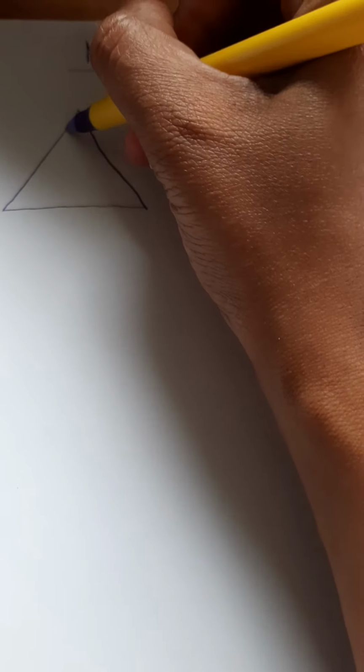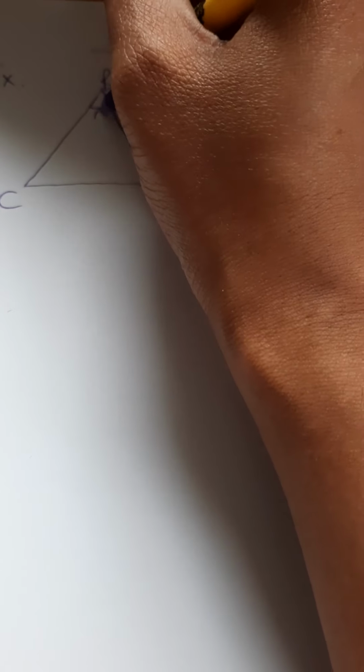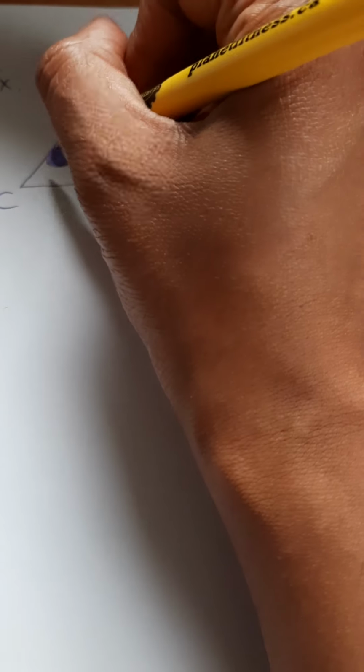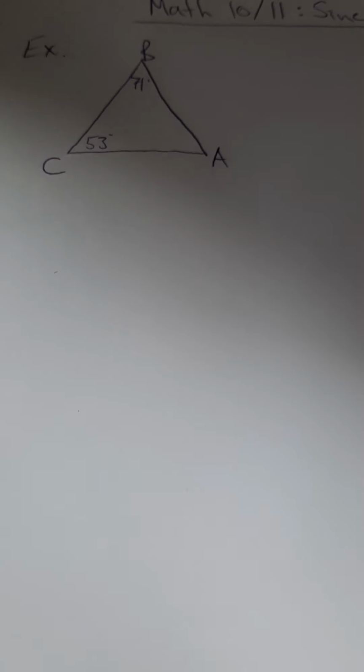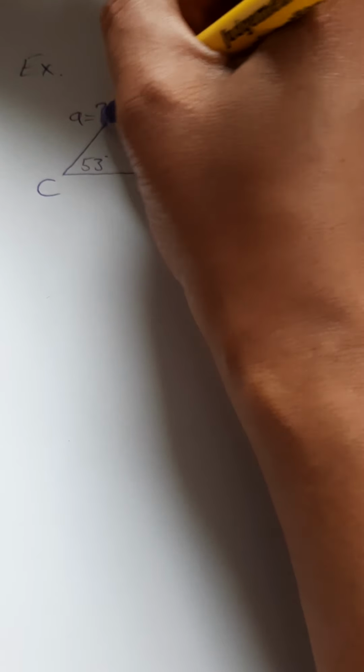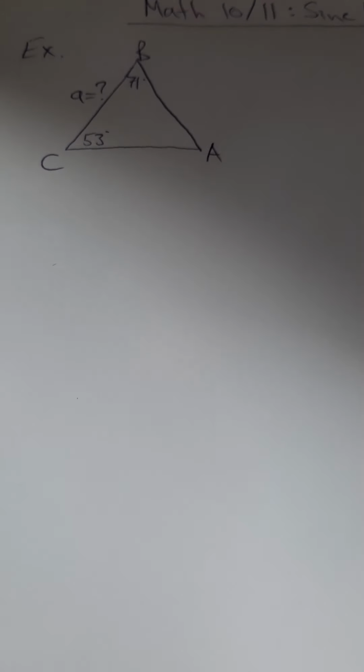So this is a quick review. Okay, so I'm going to give you some values. This is triangle A, B, and C. Okay, B is given as 71 degrees. Angle C is 53 degrees. Okay, I'm looking for side A. And I'm given 4 centimeters.